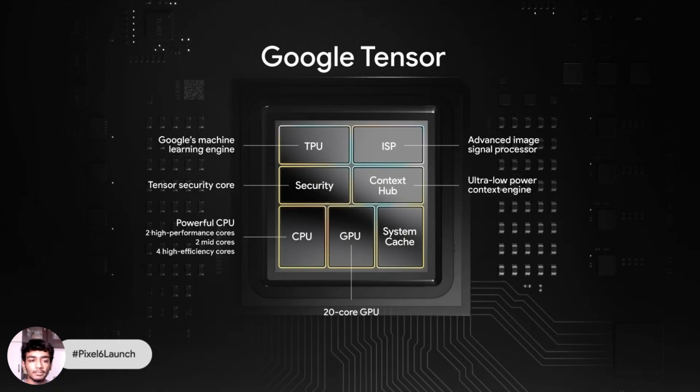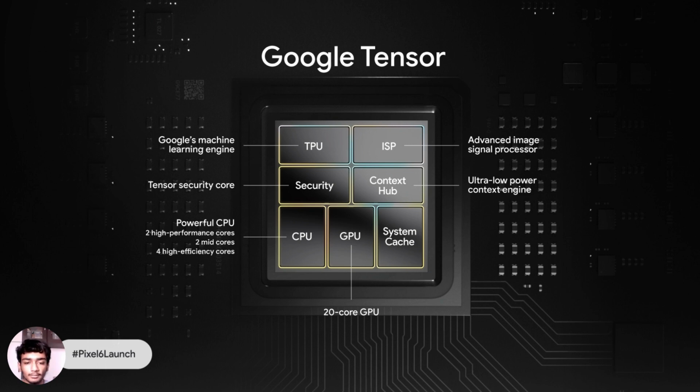So let's see what is inside a Google Tensor. As you can see in the diagram, the first section of Google Tensor is the TPU. TPU stands for Tensor Processing Unit. That is Google's machine learning engine in Google Tensor. The second section is the ISP. ISP stands for Advanced Image Signal Processor. The third section is the Tensor Security Core, that is related to the security of our phones. Context Hub is the fourth section of Tensor, that is the ultra low power context engine of the chip.